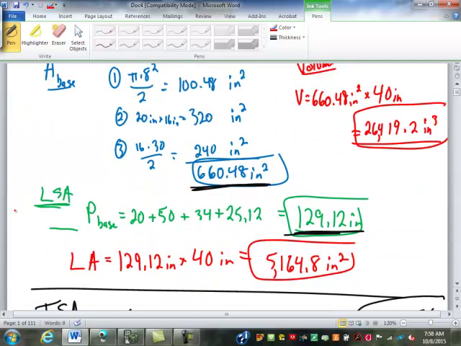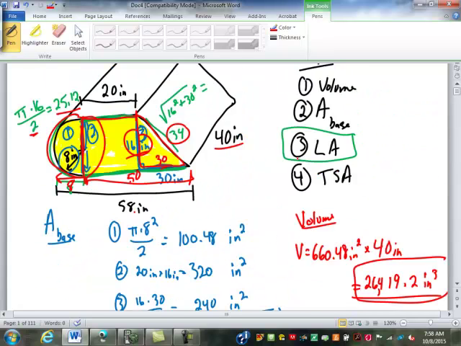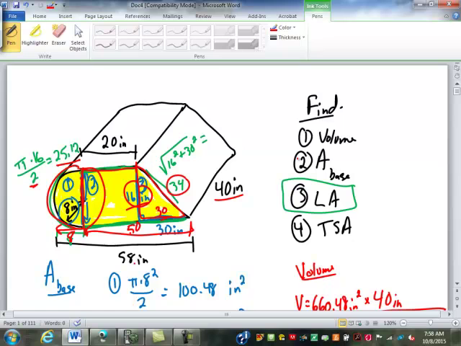So we add those three up. We had the 20 on top, the 50 on bottom, the 34 from the slant, and the 25.12 from the half circle. You get the perimeter. And then the lateral surface area, which is all the area except for the two bases. So that's this here, and then the bottom.